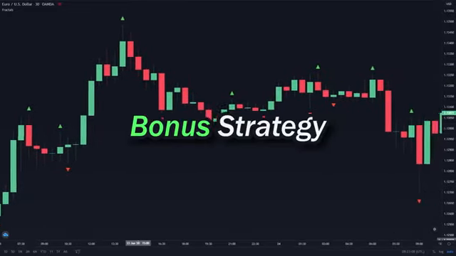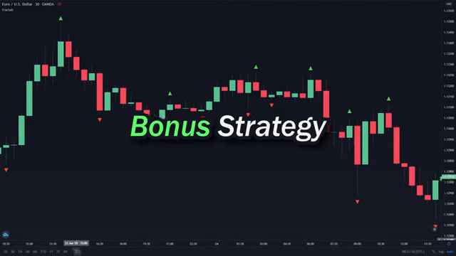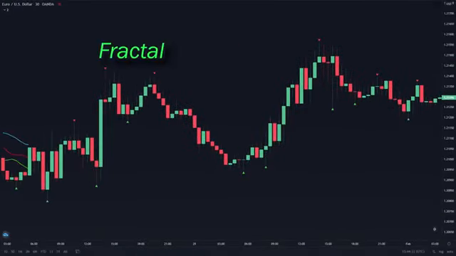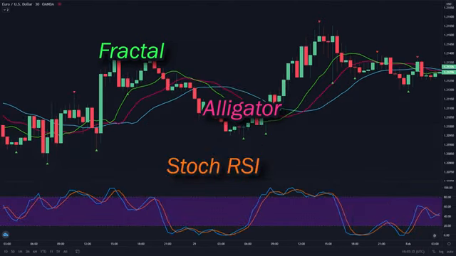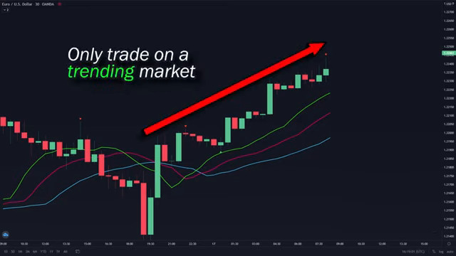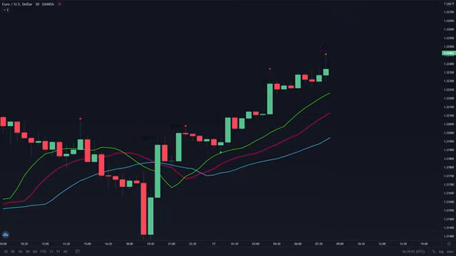Now, as a bonus, I'm going to show you another way of trading the fractal. And that is by combining the fractal with the alligator and the stochastics RSI. So this is how the strategy works. First, we only want to trade on a trending market. This can be identified by looking at the alligator. All three lines need to be heading in the same direction and are also separated from each other like this.